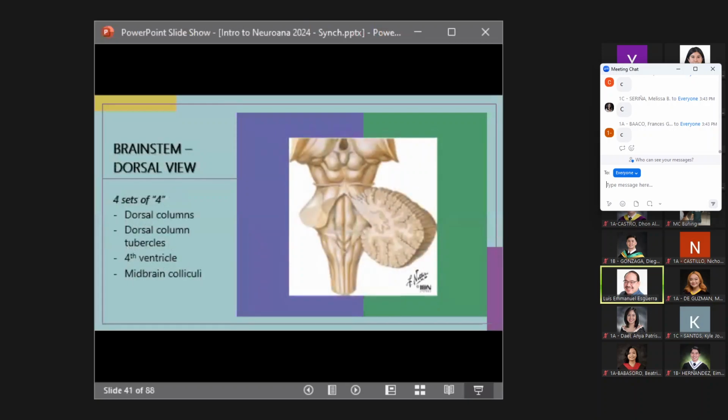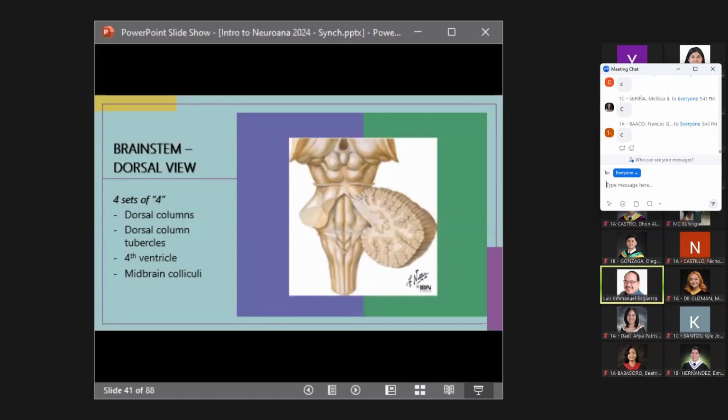Now this one is the dorsal view. You're looking at it from the back, because that's where the cerebellum is. But in the lab, you'll most likely not see the cerebellum anymore. It will be cut off. So what are the main features of the dorsal view of the brainstem for you to know that it's the dorsal view?